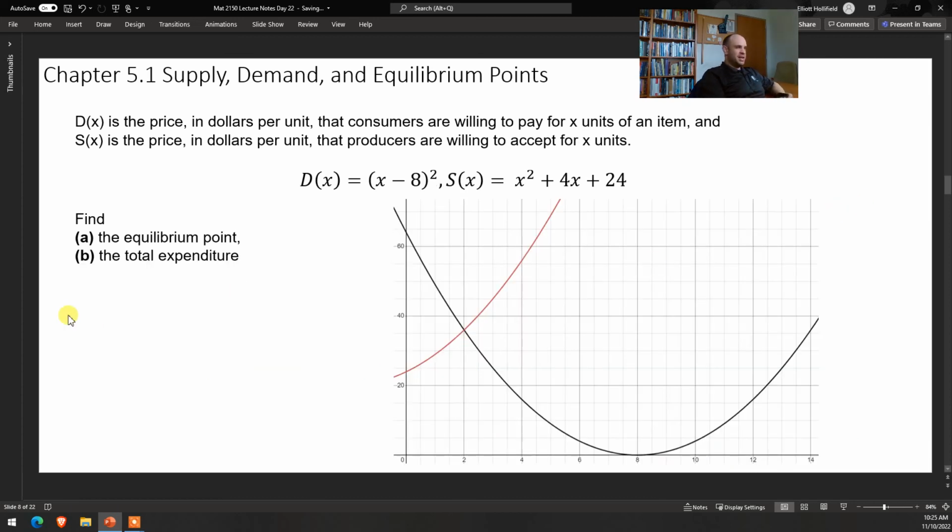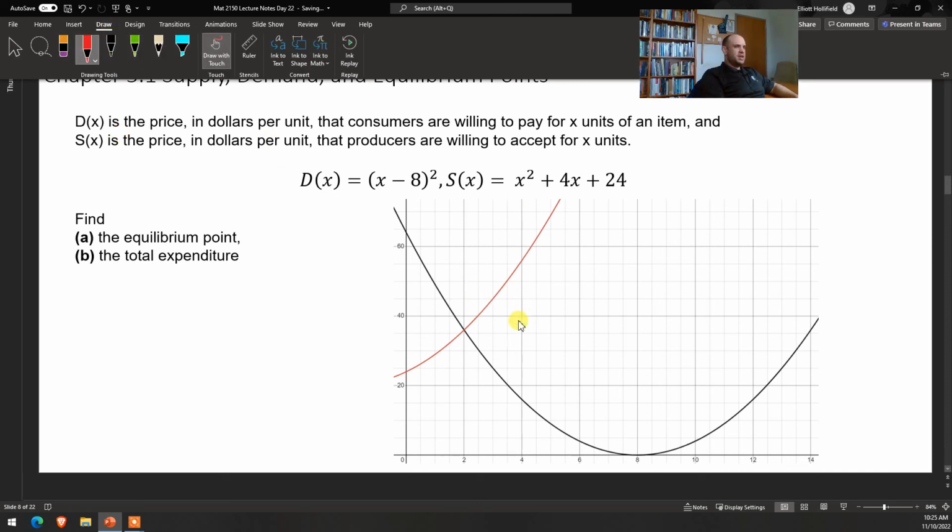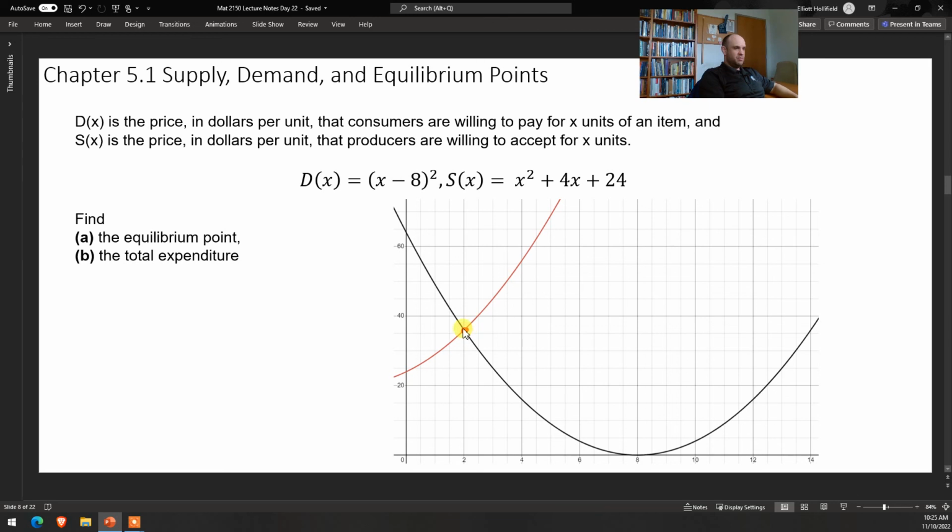Now let's try another example here, given slightly more complicated looking curves. Again, we have our demand function, the price consumers are willing to pay, and the supply function, the price that the suppliers are willing to charge for X units produced. So here we can see, given the graph, we do have an equilibrium point which corresponds to the intersection of these two curves. And so we find that intersection point by setting these two functions equal.